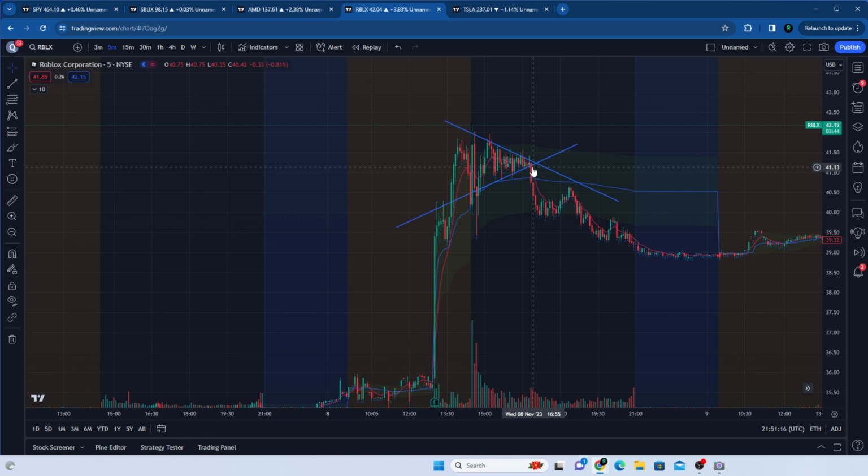As soon as it breaks out of this pennant, we shoot down a huge bit, huge volume. So as soon as we got this candle, I would have been in.